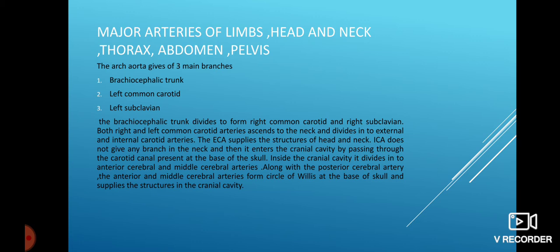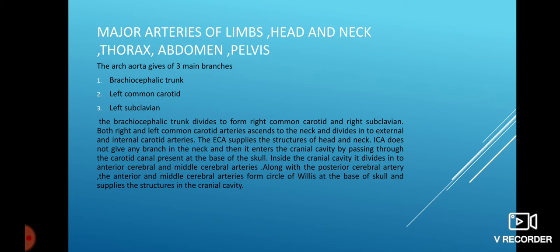we can see the major arteries of the limbs, head and neck, thorax, abdomen and pelvis. So that means from the heart, we already have studied the structure of the heart. So from the left ventricle of the heart, how does the aorta pump the blood into different parts of the body? How does it happen? How does the blood from the heart reach the head, neck, brain, upper limb, lower limb, thorax, abdomen, pelvis, perineum, to each and every minute part of the body? That is what we study under this topic, the circulation throughout the body.